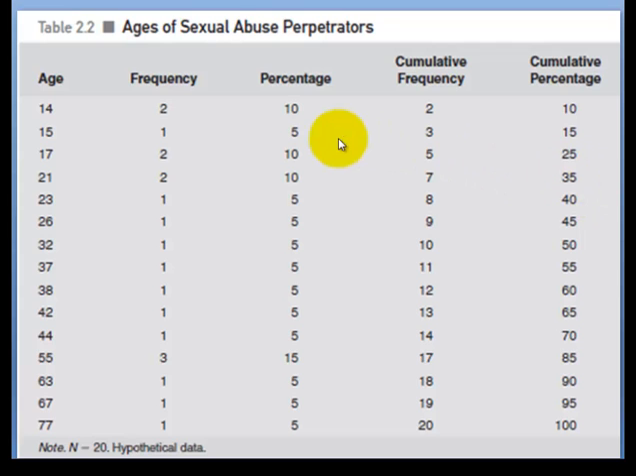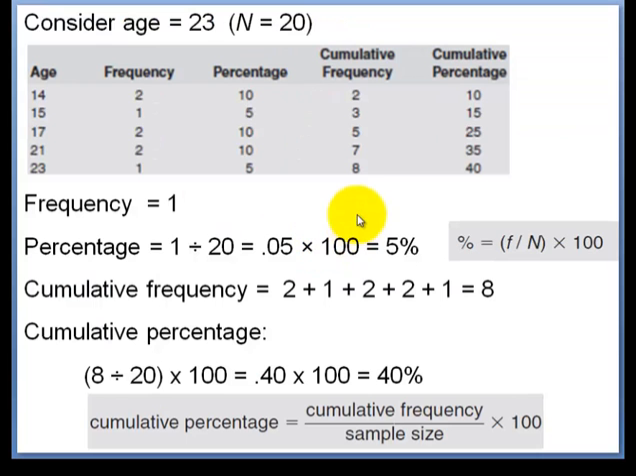That is to say, frequency, percentage, cumulative frequency, and cumulative percentage. Other frequency tables present only some of these pieces of information. So this slide here is giving you a snapshot of some of the calculations that we were carrying out in our heads on the prior slide.